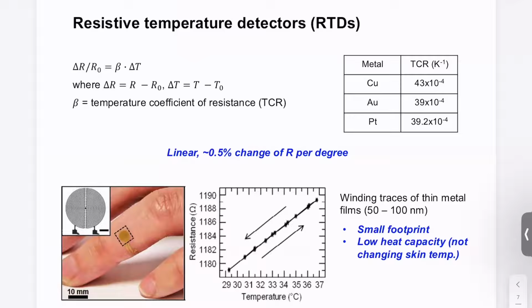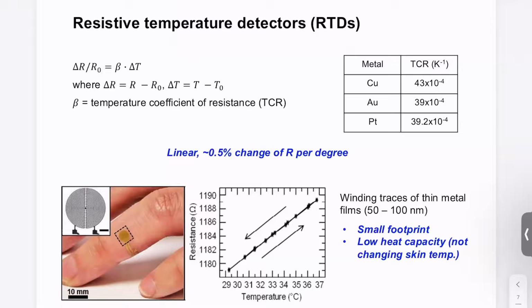And this is a typical RTD sensor in wearables. We use essentially winding traces of thin metal films of about 50 to 100 nanometers thick. So this is the winding traces. So we have two electrodes, then they connect into winding traces. But why do we need winding traces? Can we just have a straight trace between these two electrodes? Can we just have a straight trace here?